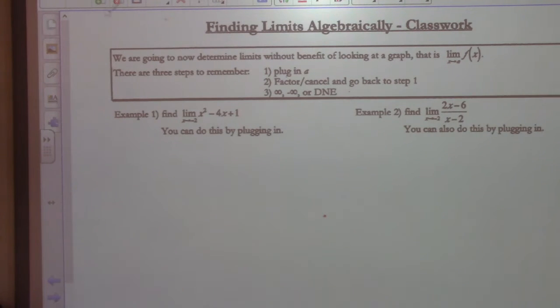Okay. So we have example 1, find the limit as x approaches, that looks like -2, isn't it? And you can do this by plugging in. So this is going to be equal to, we put in -2 squared minus 4 times -2 plus 1. And what is this going to be?